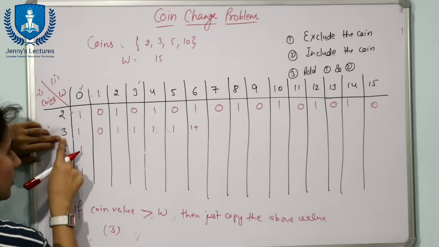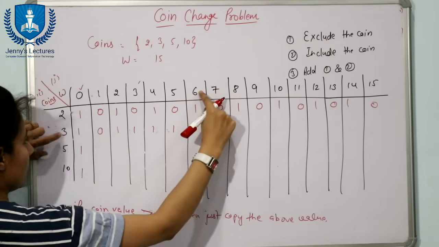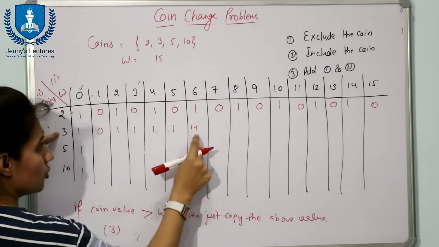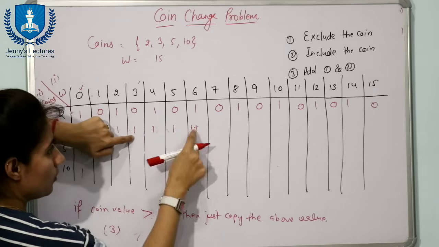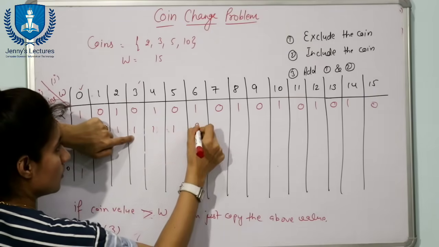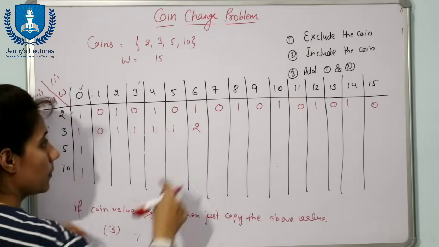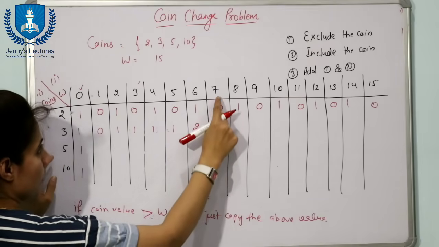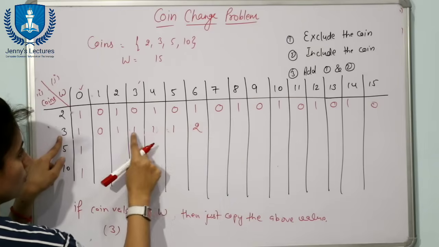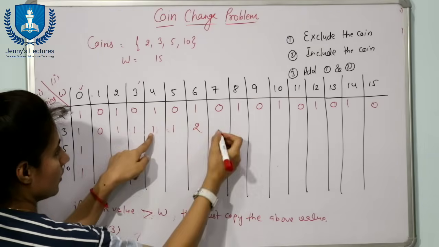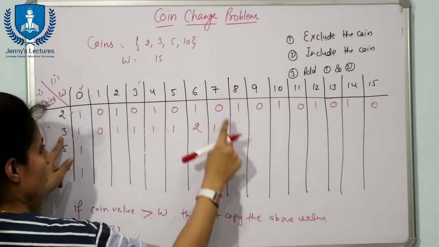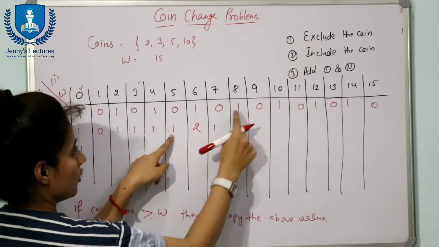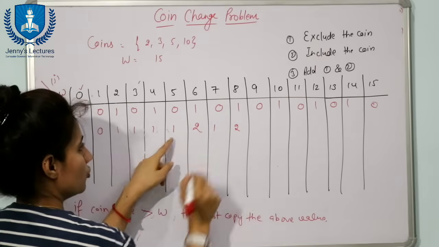If you include this coin, then how many ways? 6 minus 3, that is 3. So in this same row, go to the column having sum 3. Here also we have 1 plus 1, that is 2. Okay. Now what is there? 0 plus 7 minus 3, 4. Go to the column having sum 4, 1. 1 plus 8 minus 3 is 5. Now this row 5. 1 plus 1, that is 2.